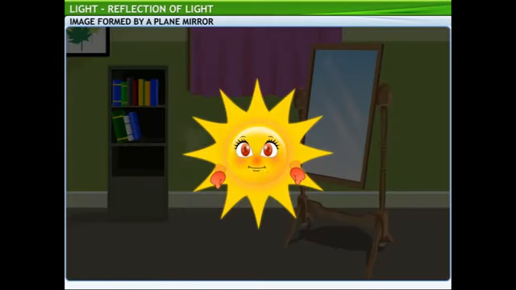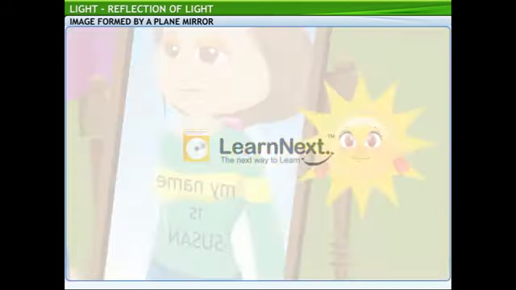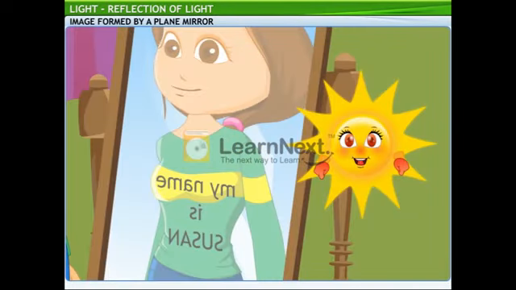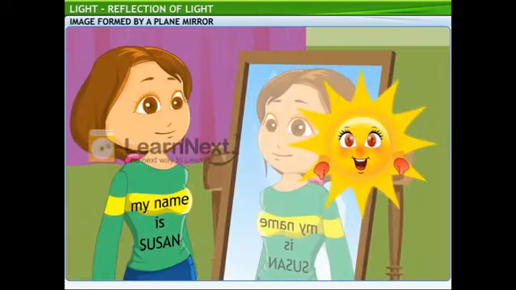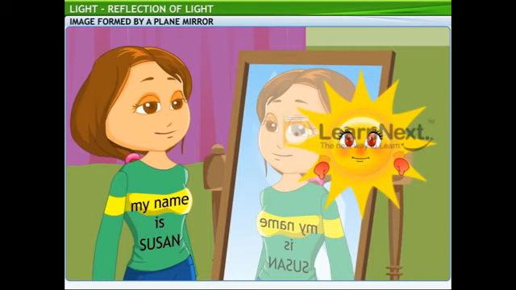Now let's play a small game based on reflection of light. Try to read what is written on Susan's t-shirt. A bit difficult, isn't it? Can you guess why? This is because what you just saw was Susan's image reflected in a plain mirror. And the words that you saw on Susan's t-shirt were left, right, inversed. Here, when you look at Susan directly, you can see that the message on the t-shirt is, "My name is Susan." But what did you mean by left, right, inversed?